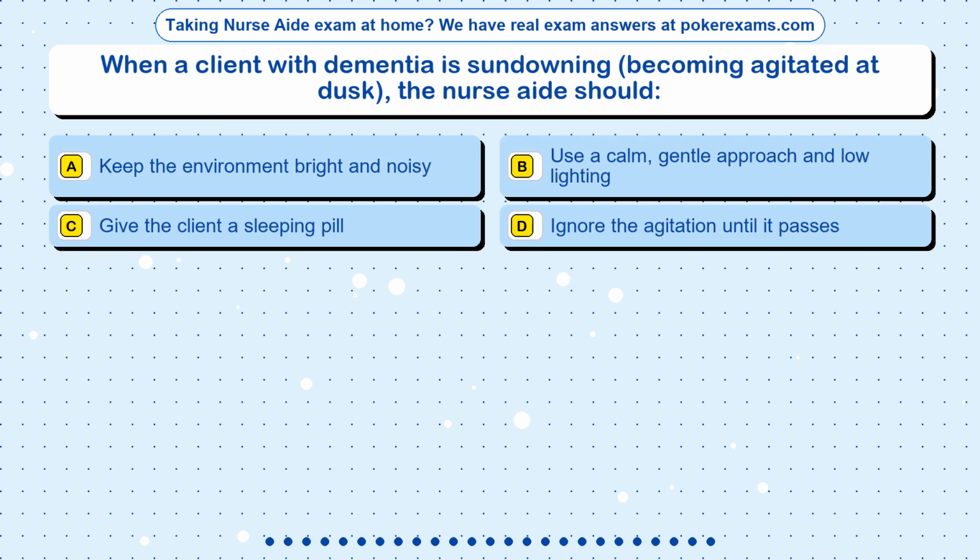Question 15. When a client with dementia is sundowning, becoming agitated at dusk, the nurse aide should: option A, keep the environment bright and noisy. Option B, use a calm, gentle approach and low lighting. Option C, give the client a sleeping pill. Option D, ignore the agitation until it passes.